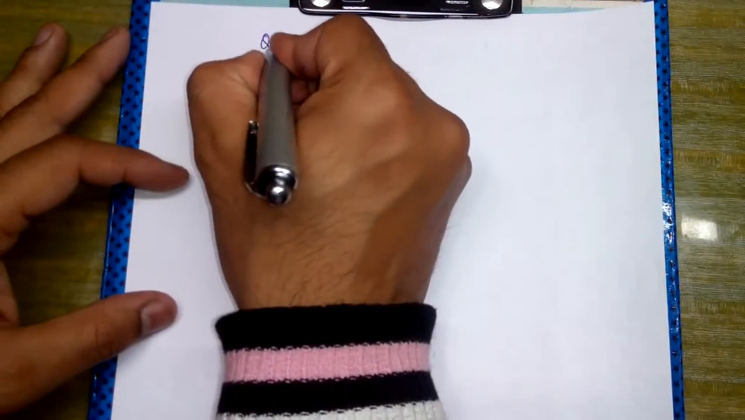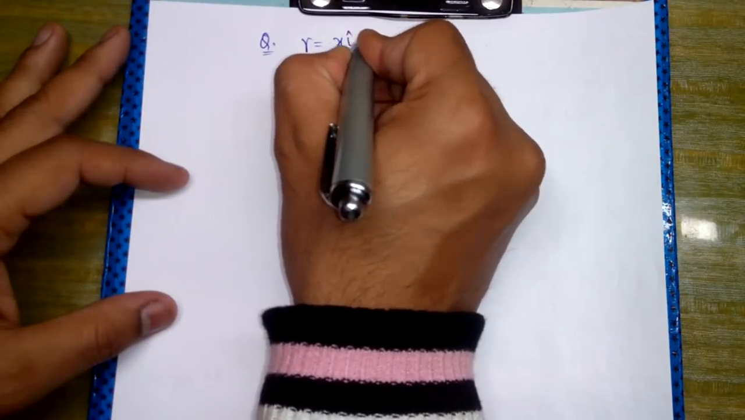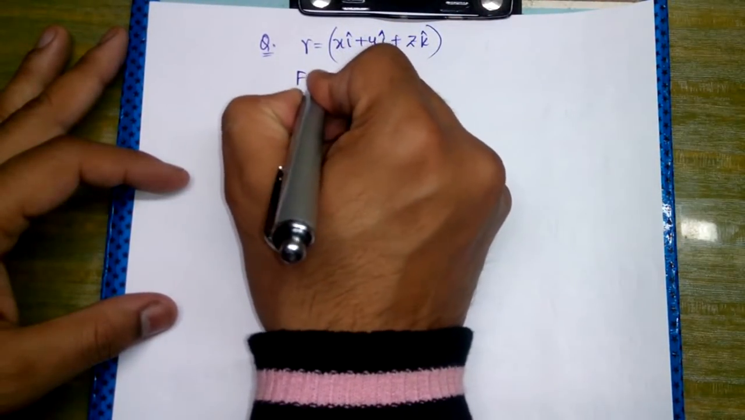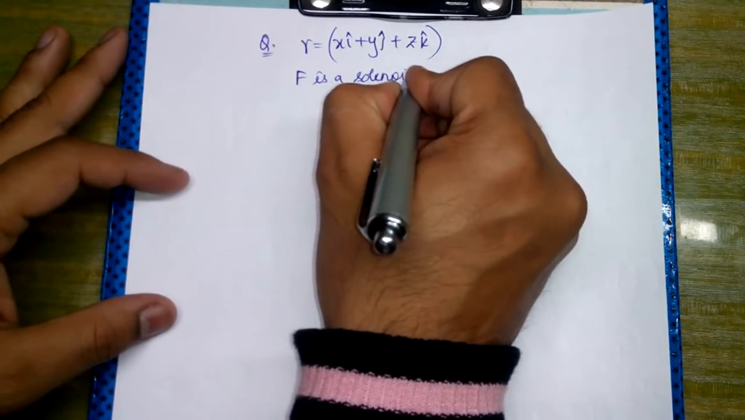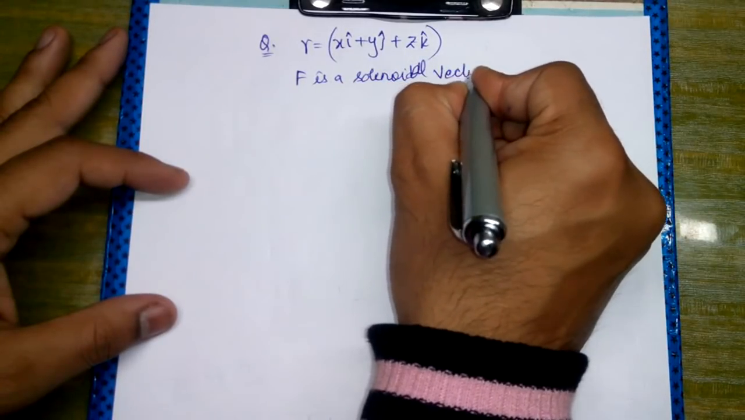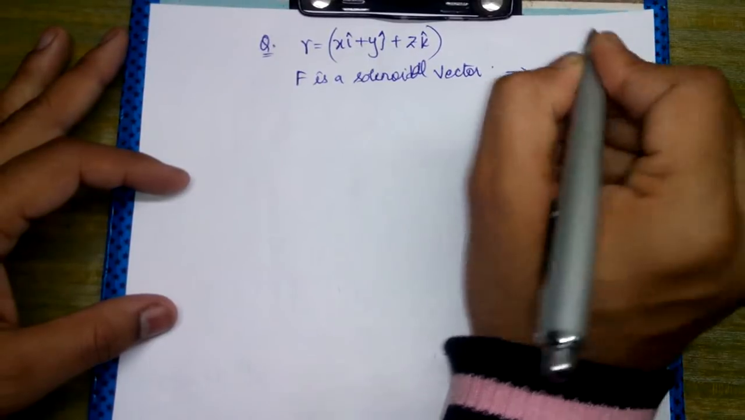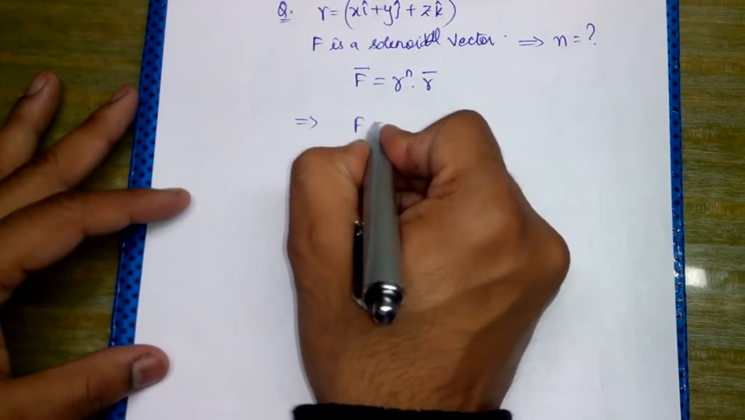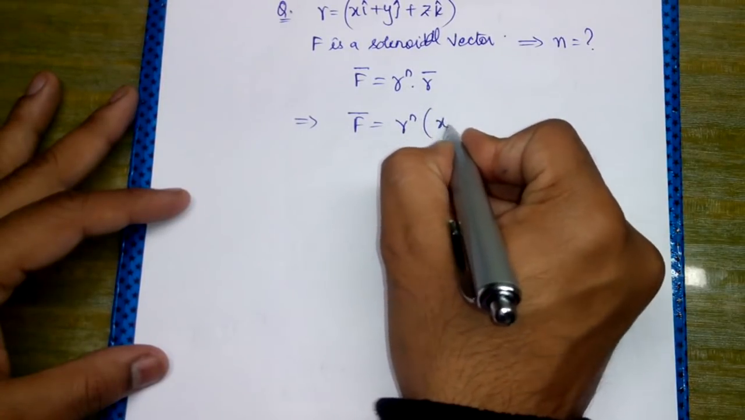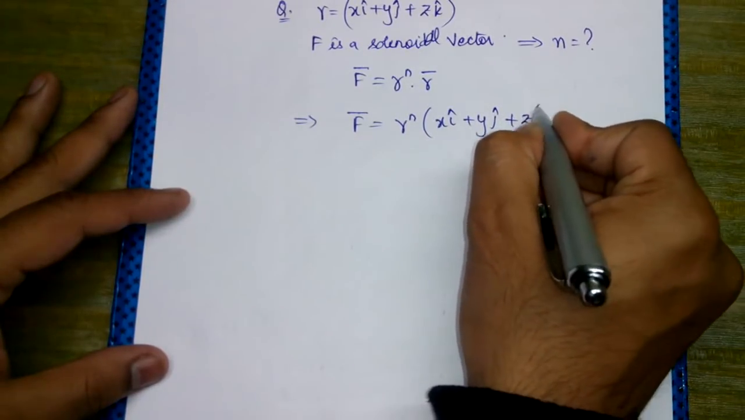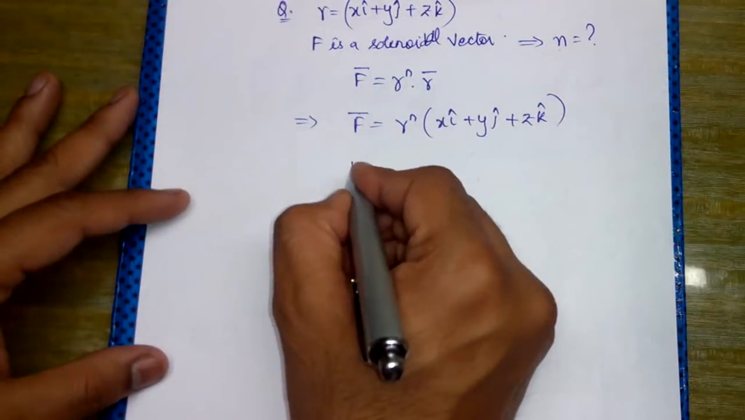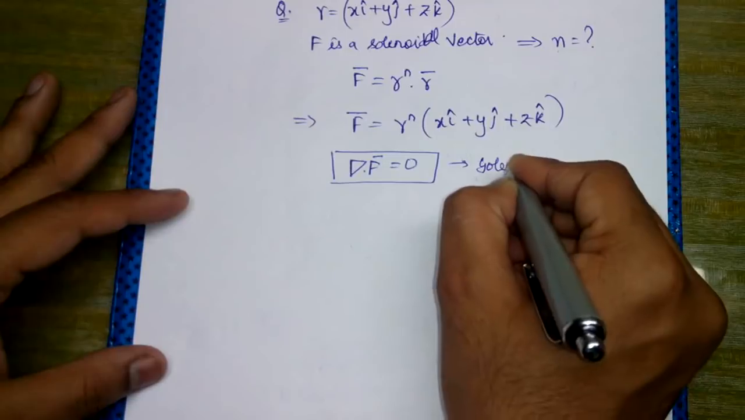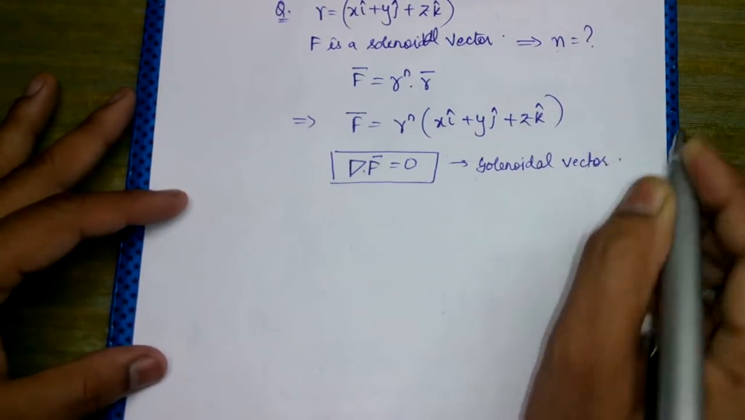Now let us solve an important question. We have been given that r is equal to x i cap plus y j cap plus z k cap. And given that f is a solenoidal vector, we have to find out the value of n such that vector f is equal to r to the power of n multiplied by vector r, which simply means x i plus y j plus z k. Now, if this vector is solenoidal, it simply means that nabla dot f is going to be 0, because this is the condition for solenoidal vector.